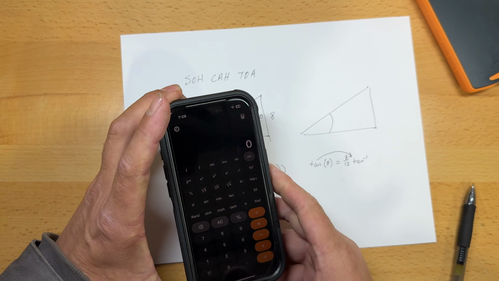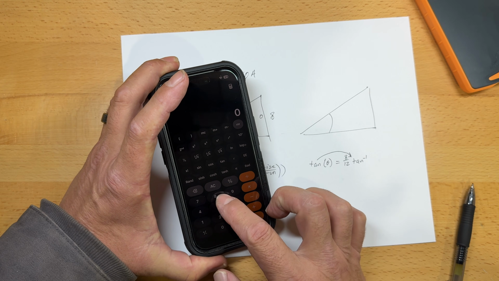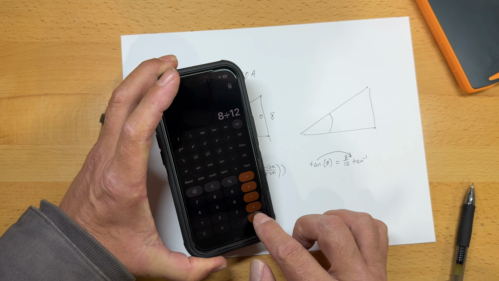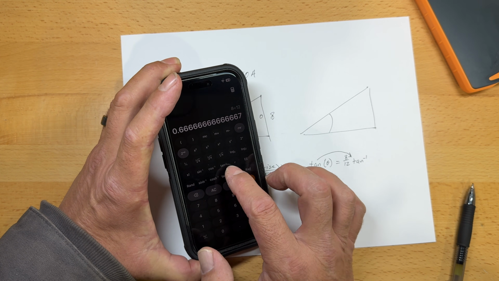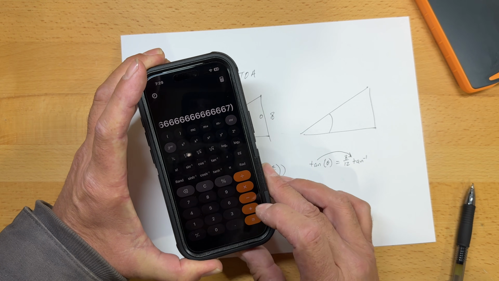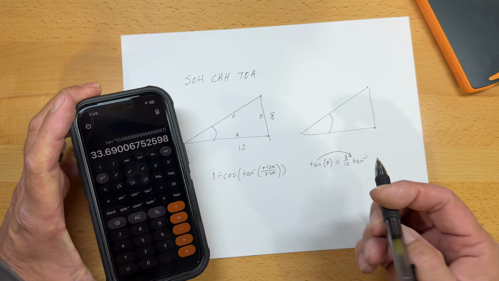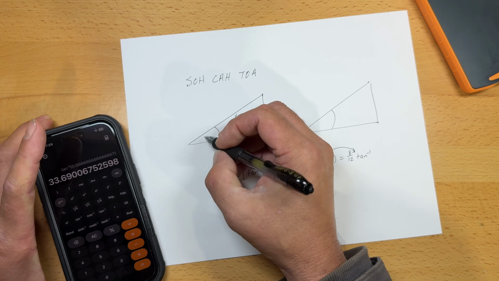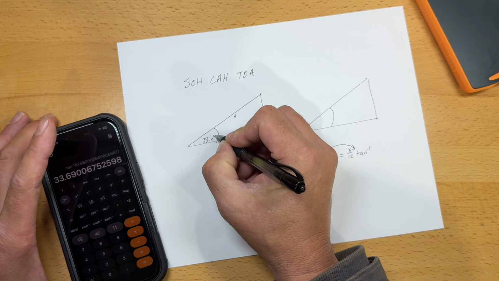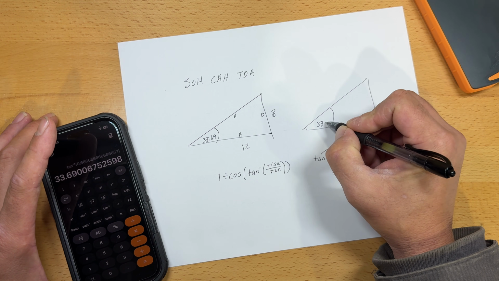So we take, let me clear this out. We take 8 divided by 12 equals, and then we hit the second button and then hit tangent to the -1 and then hit equals, and that's going to tell us that our angle is 33.69 degrees. So 33.69.